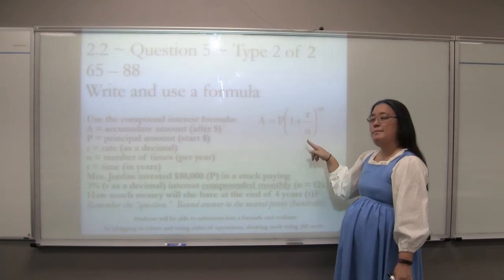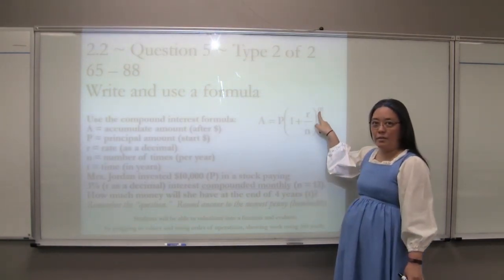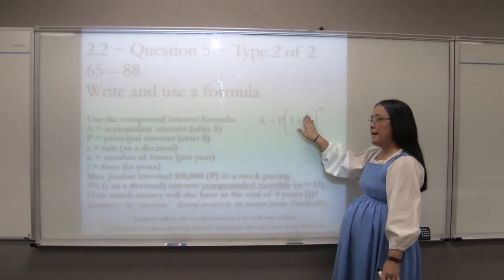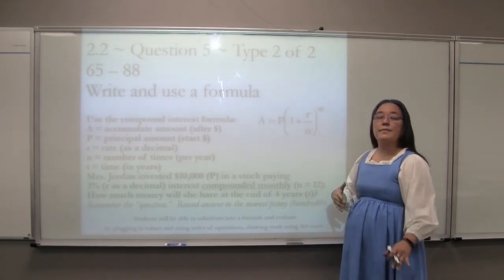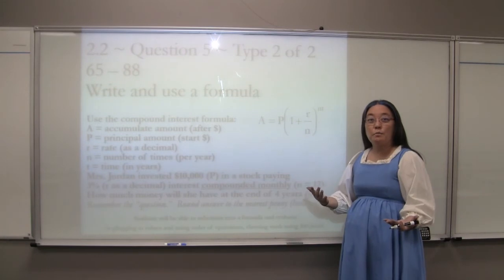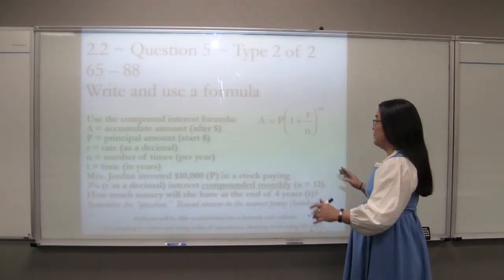N is the number of times a year that they give you your interest. And T is the time in years. If this rate is given in years, then this time is given in years. In the event that you're doing something for science and they give you the rate in a percent per minute, then the time would be in minutes because those would have to agree.